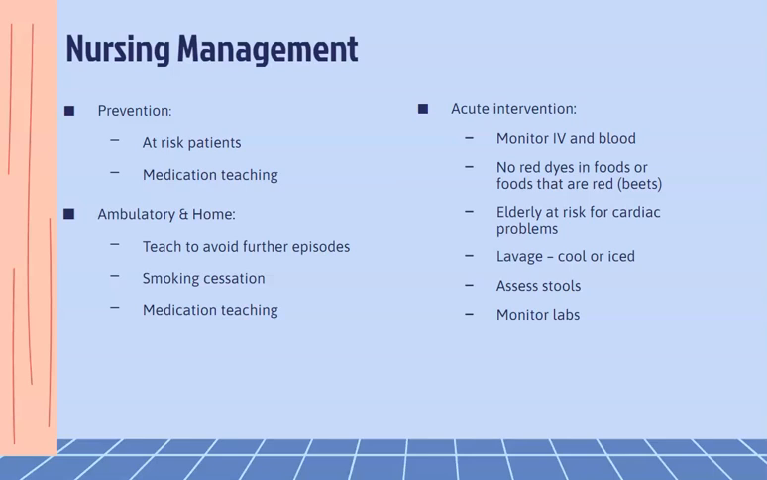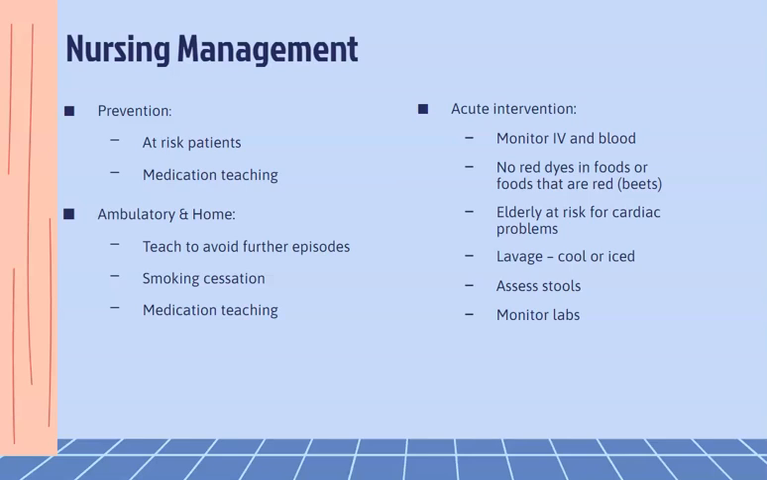In the hospital, we're looking at monitoring their IV and blood product administration. We do not want them to have anything that has red dyes in it, because red is easily confused with blood, and we might think that they started to rebleed, and really it was just the red jello that they had for lunch. So no red foods when they are inside the hospital.